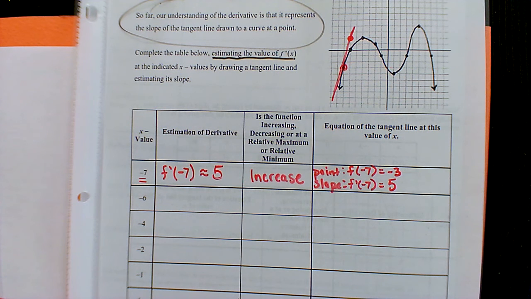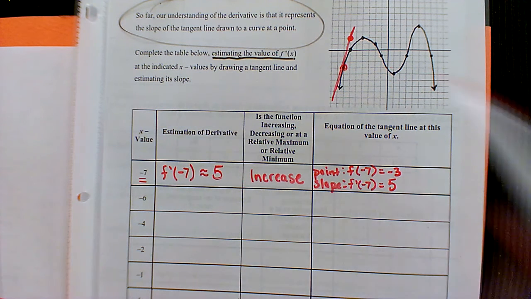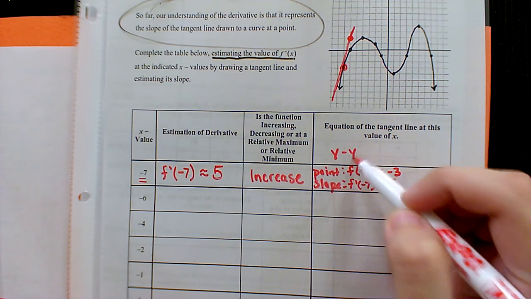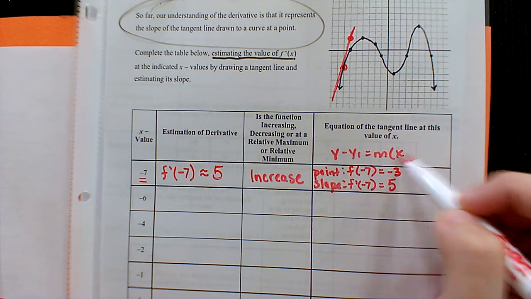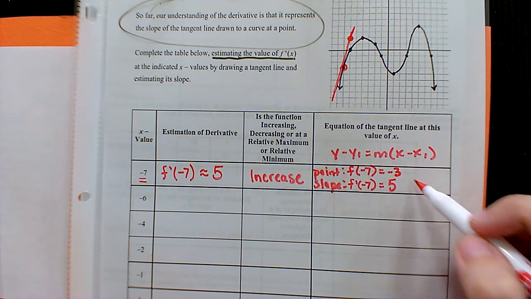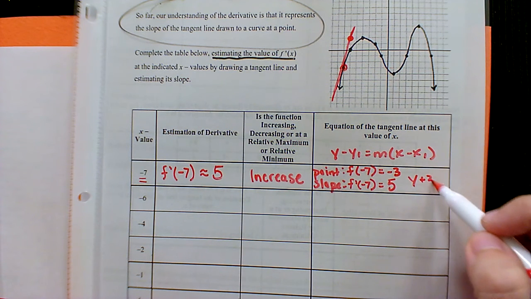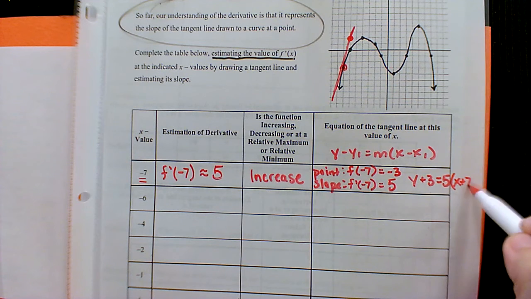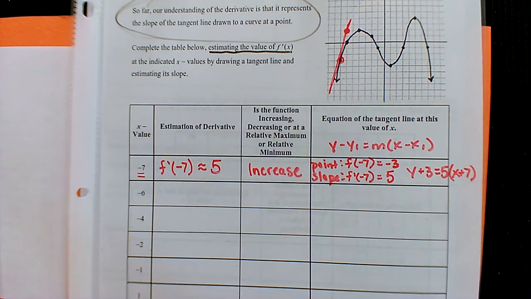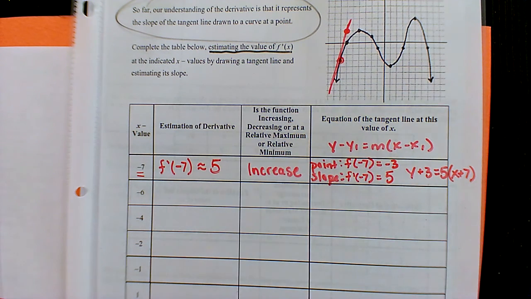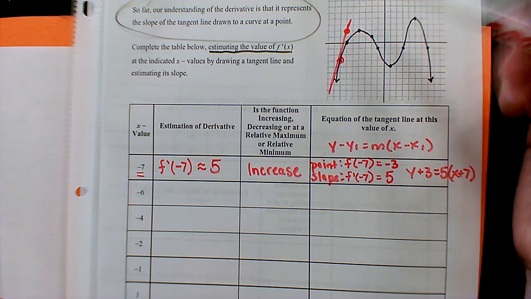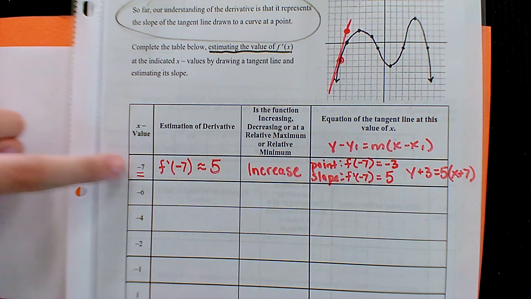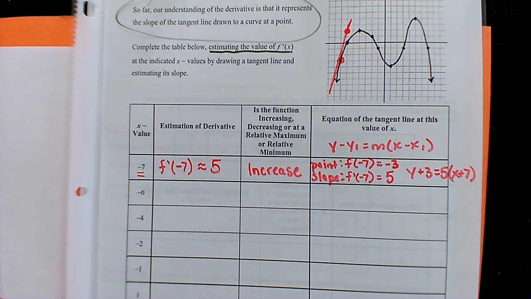So we have to put those two pieces together to write our equation of a line. You can leave it in point slope form if you want to. So if we did that, we would have y plus 3 equals 5 times x plus 7. So there's the equation of that red tangent line we drew specifically at this location.